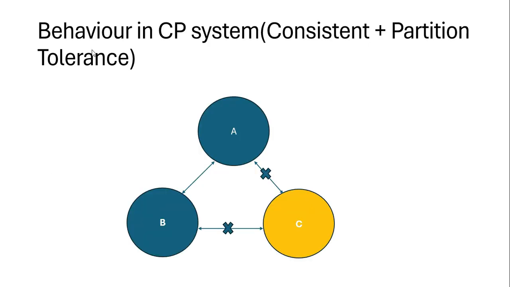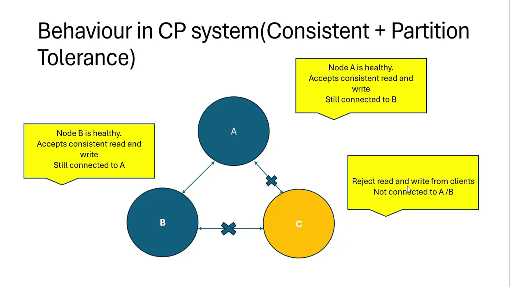So let us discuss behavior in the CP system, where we have chosen consistency when a network partition has happened. Here also C is out of sync, but we make a deliberate choice that we will not allow any read and write. The clients will not be connected to this node. Only they will be connected to node A and B.